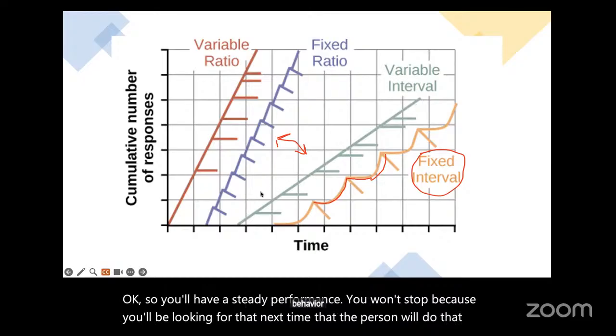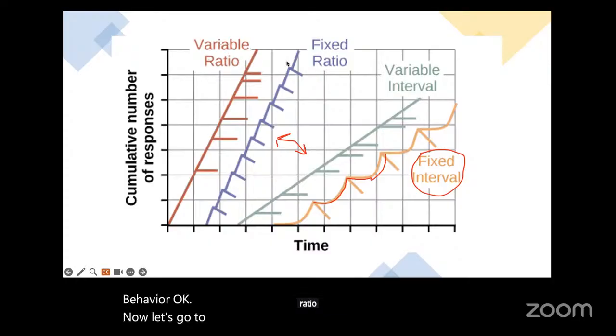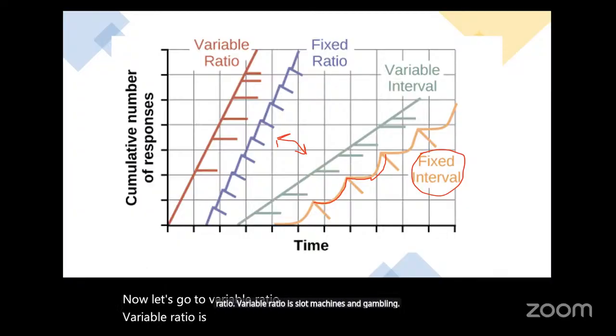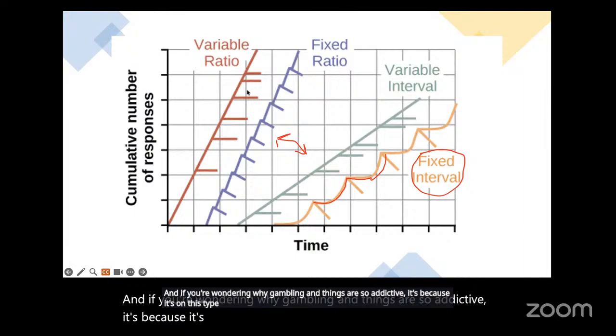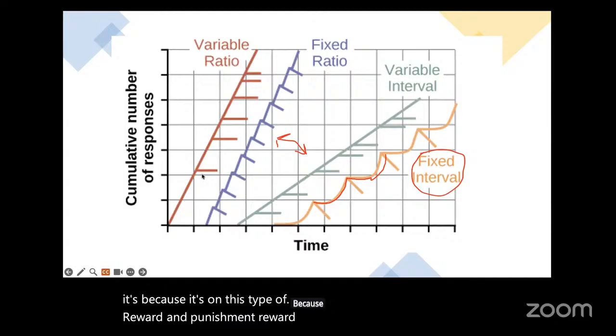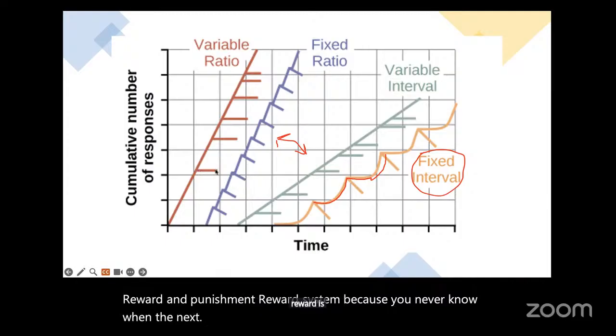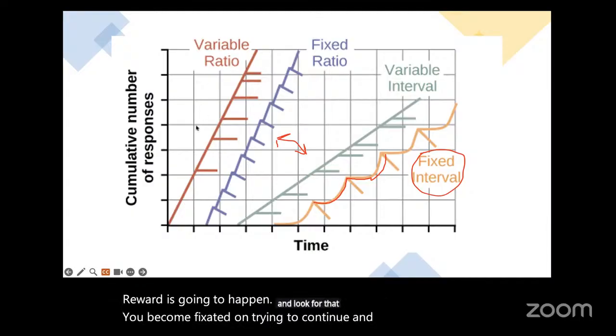Okay? Now let's go to variable ratio. Variable ratio is slot machines and gambling. And if you're wondering why gambling and things are so addictive, it's because it's on this type of reward system. Because you never know when the next reward is going to happen, you become fixated on trying to continue and look for that next behavior.